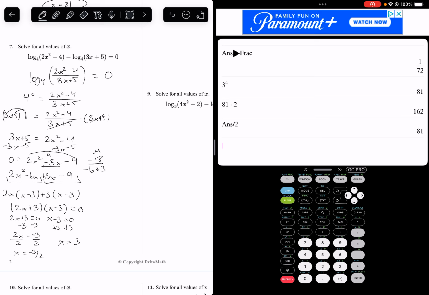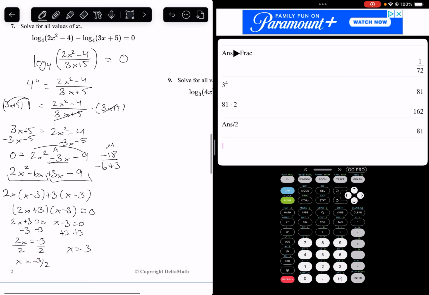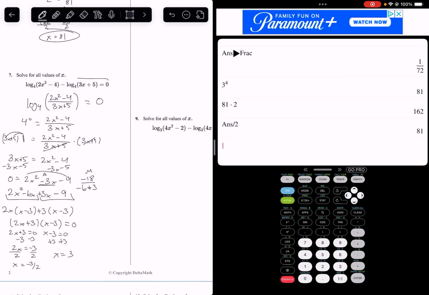All right, so now we have to check our answers and make sure that they're good answers. So remember, to do that, for anything that has an x in a log, we have to take our answer, plug it in, and make sure that we don't get a negative. So first we'll check our negative 3 over 2. That one looks suspicious, right? Because it's already negative to begin with.